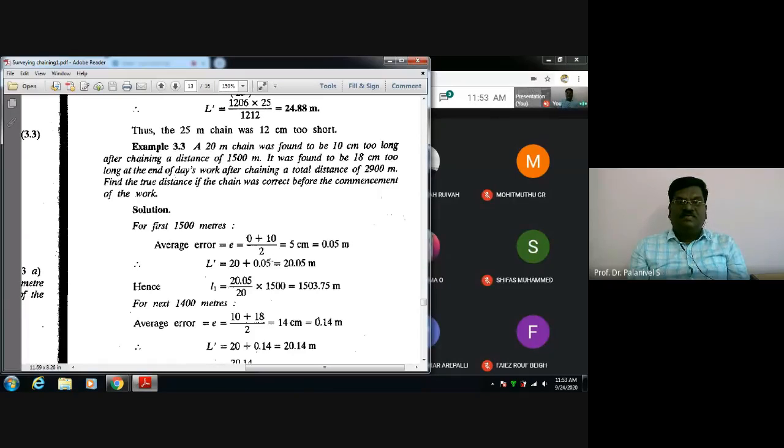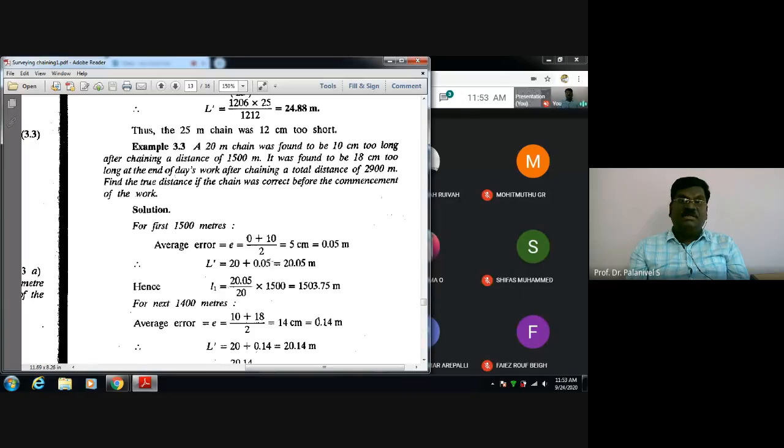The 20-meter chain was found to be 10 centimeter too long after chaining a distance of 1,500 meters. Please listen here. It is due to thermal expansion. In a field, 1,500 meters means nearly 1.5 kilometer measured, right? Since morning to evening, the surveyor is standing with the chain in the field. That is why, due to the temperature, the chain might have expanded. 10 centimeter too long, it has expanded.